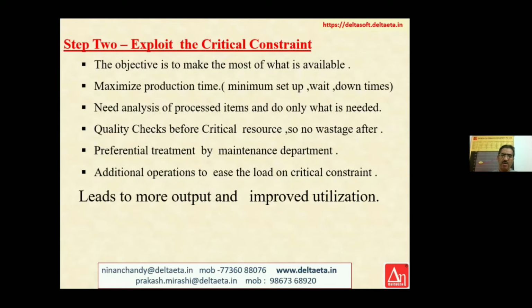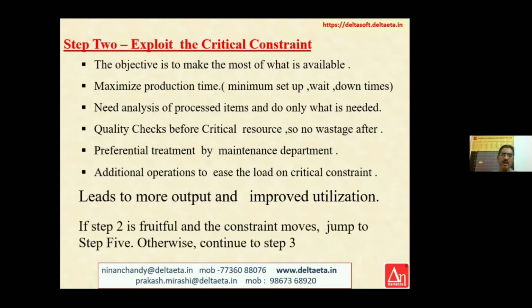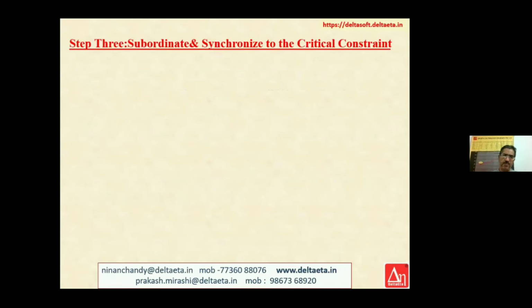So whenever you exploit the constraint, you will find that it leads to more output and improved utilization. If this step 2 is fruitful and you find that your constraint is eliminated, you go to step 5, which is to repeat the process in the other area where the new constraint is seen. Otherwise, continue to step 3.